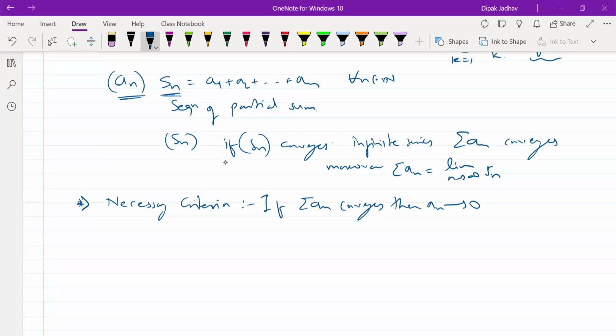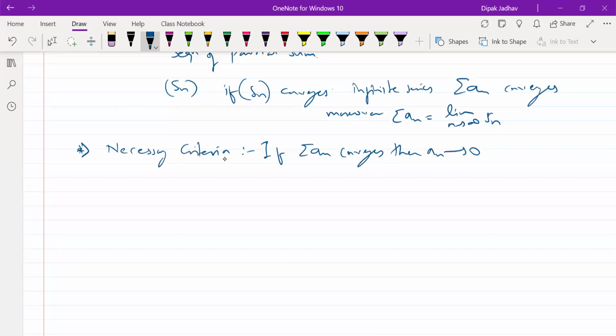So this necessary criterion is most of the time used in the contrapositive sense. So what is the contrapositive of this? If an does not tend to 0, then summation an diverges. So if the nth term of a sequence is not going towards 0, it may be convergent, but not converging to 0. It may be converging to some positive real number or some negative real number, or maybe not convergent itself. Then the series diverges.